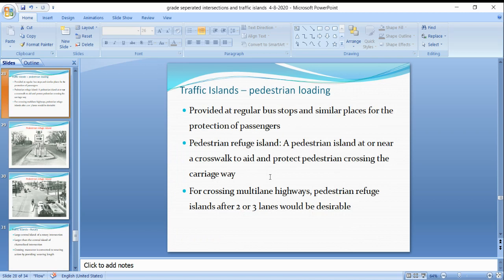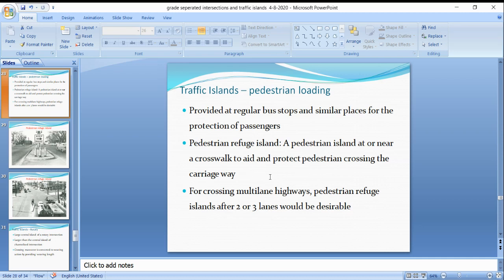Next comes pedestrian loading. Pedestrians are nothing but people, for the people movement. It is provided at regular bus stops. Generally pedestrian islands are at bus stops and similar places for the protection of the passengers. So where there are bus stops or where the passengers move, there we will provide this pedestrian loading.